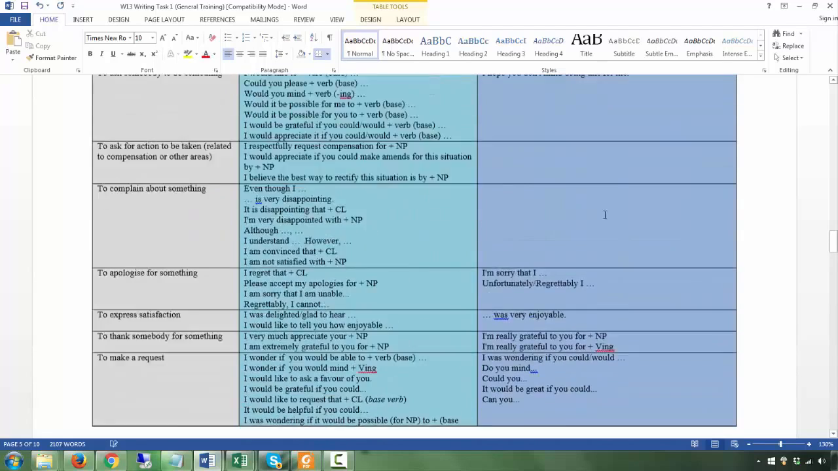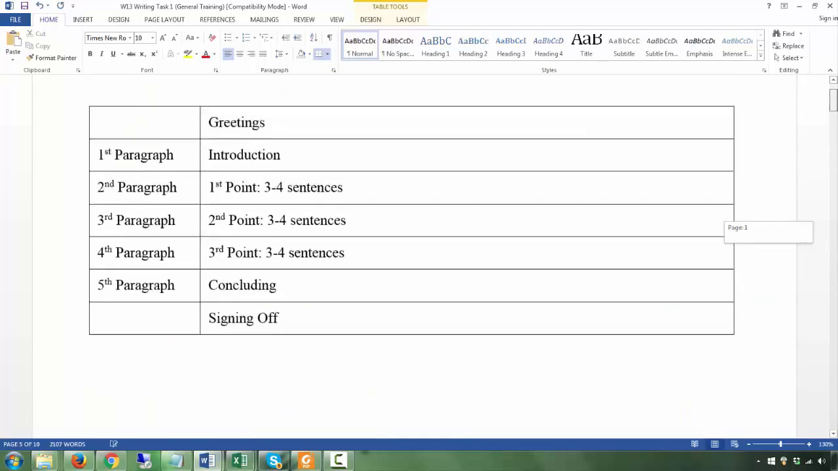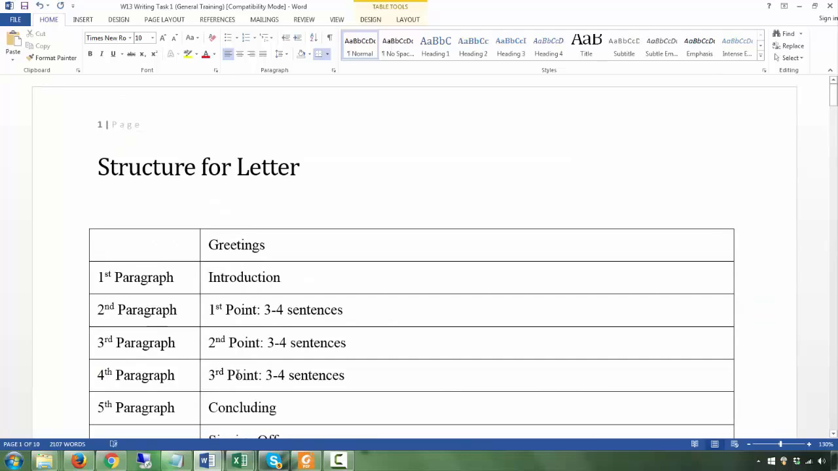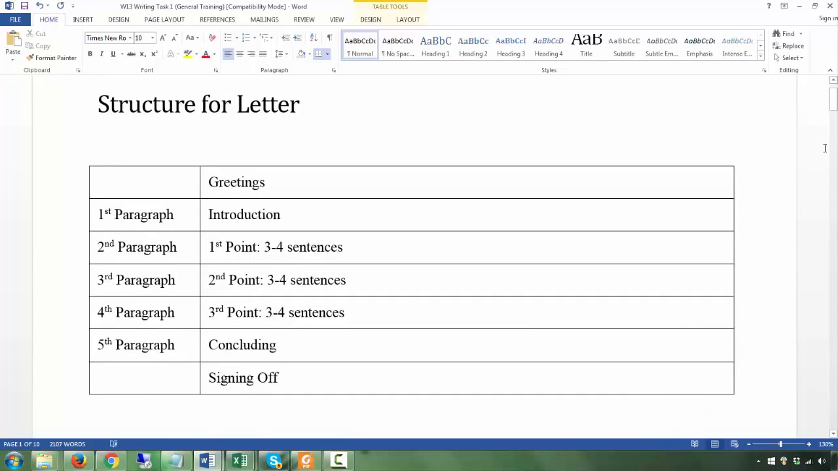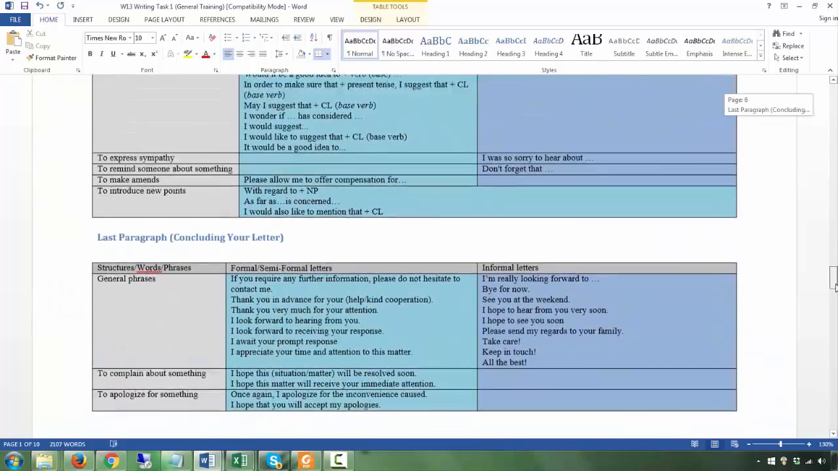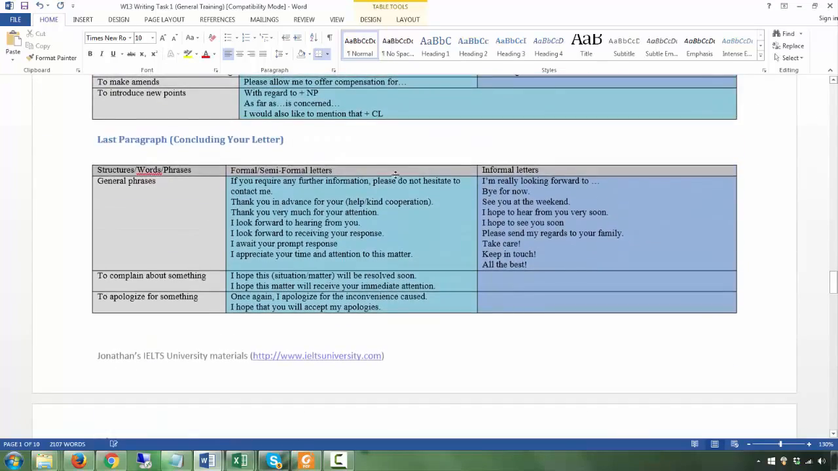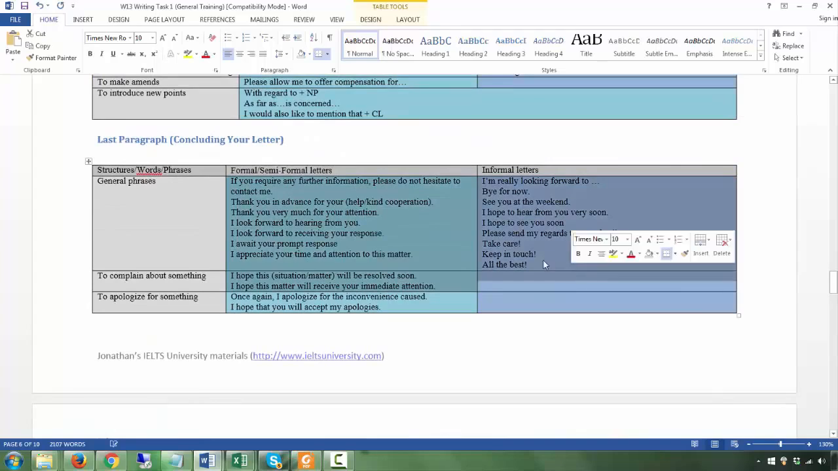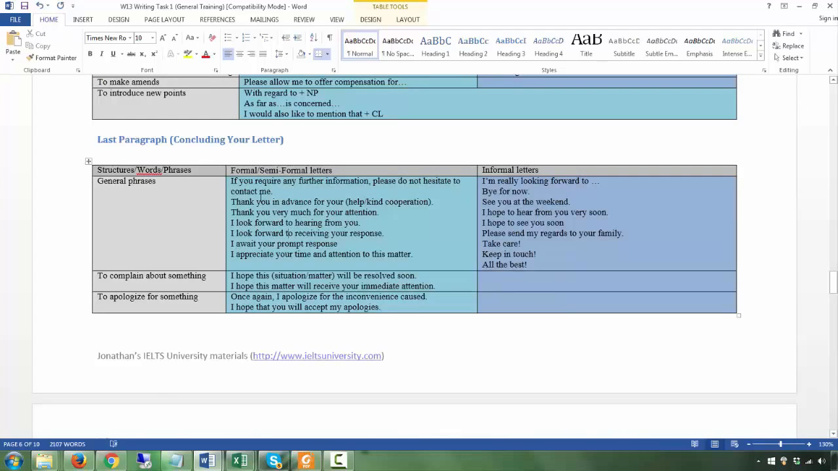And then lastly, 3 to 4 sentences for each point. Now we get to the concluding paragraph, which is just going to be another 1 sentence. Here are some phrases you can use. These are some of the general phrases, and in formal letters you can just say, I'm looking forward to seeing you, to hearing from you, or whatever it may be.